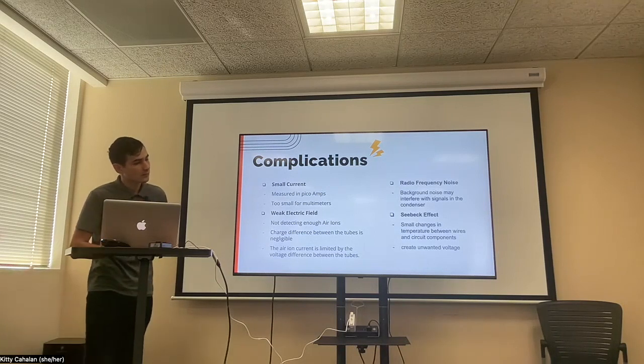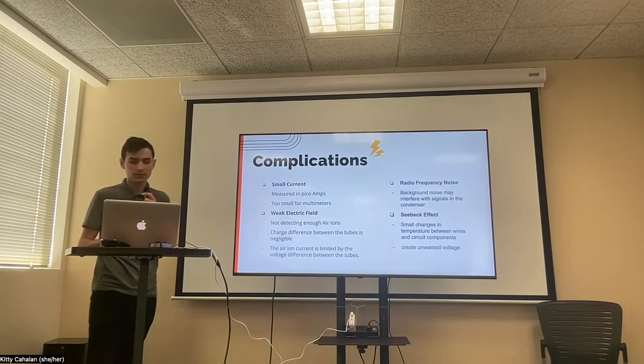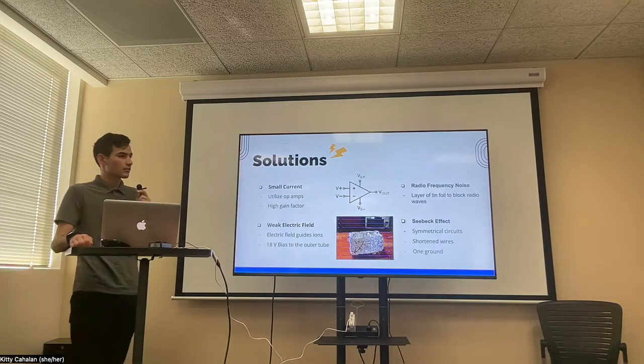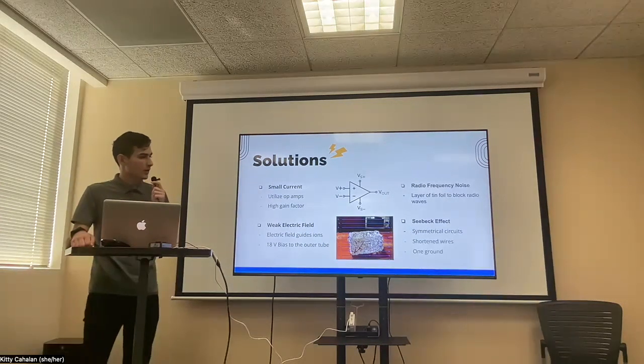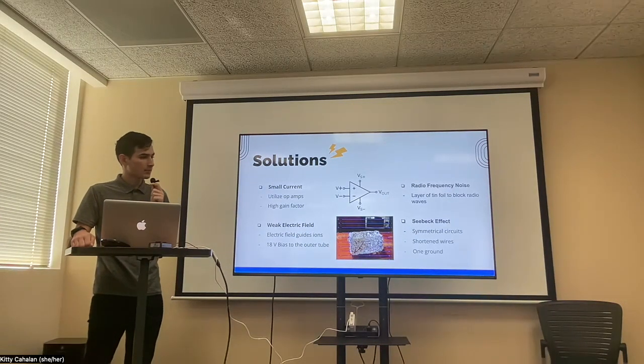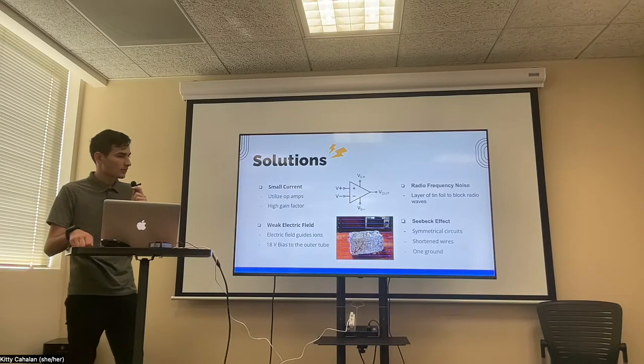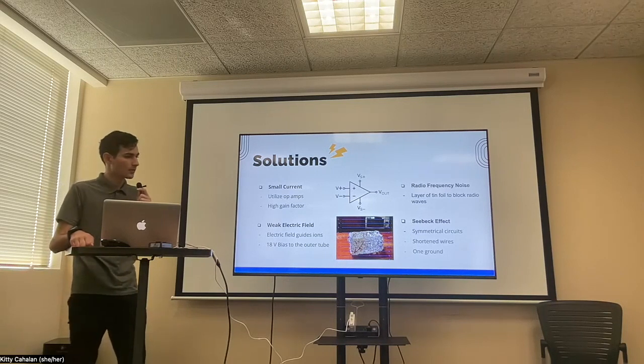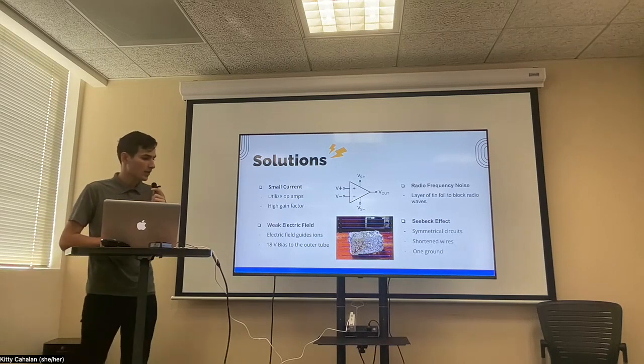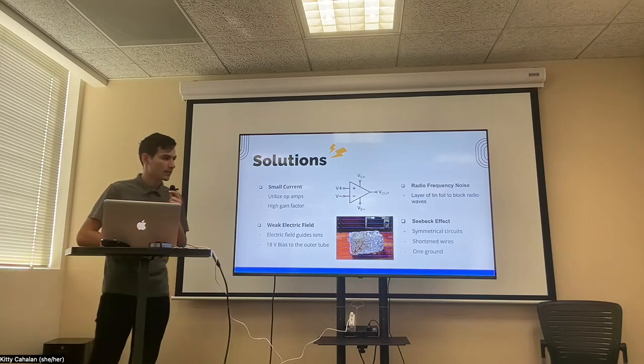And as well, we have a circuit component to this thing, and that would be subject to the Seebeck effect, where every wire and circuit component we used would create a little bit of unwanted voltage when there are different temperatures touching. So to mitigate a small current, we utilized op amps to amplify our circuit, and with a high gain factor, we could get a measurable voltage out of our current. And for the weak electric field, we charged the outer tube to make an electric field that guided the ions into the middle one so that they were detectable. In this case, we used 18 volts of bias on the outer tube.